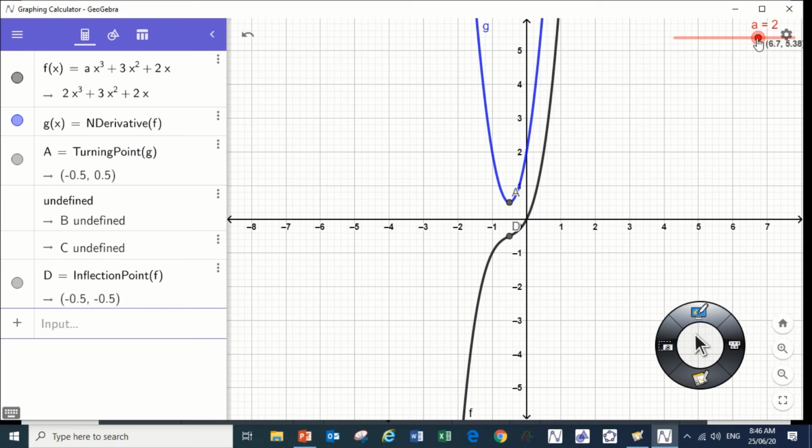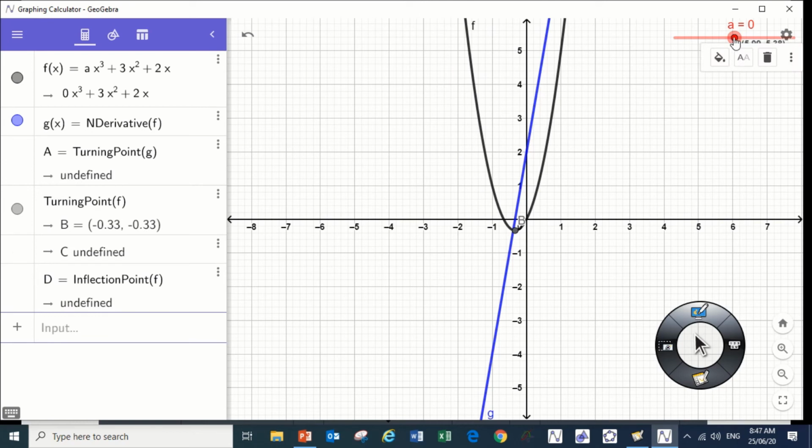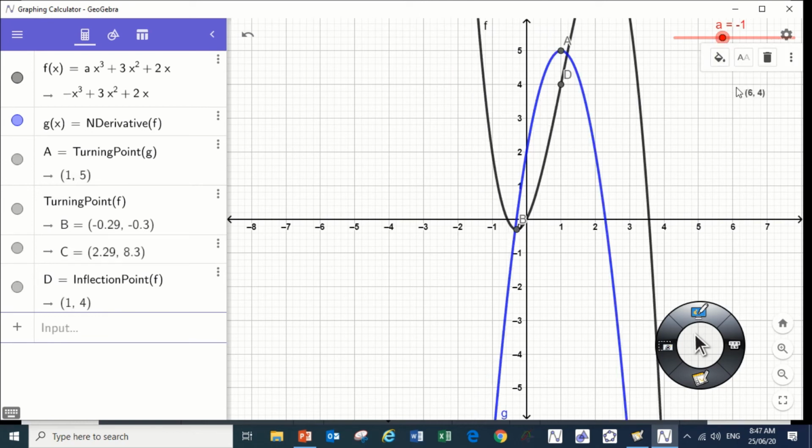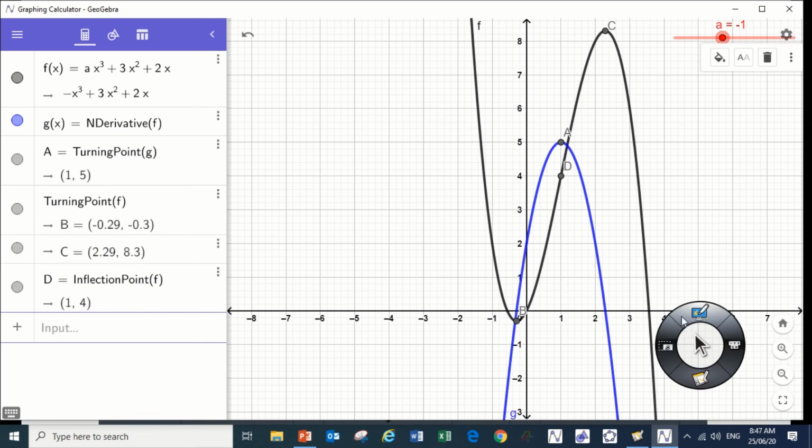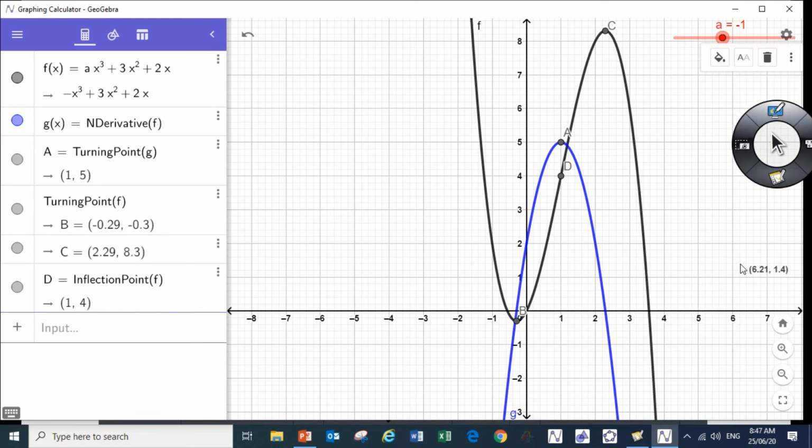Okay, let's make it negative. If I make it negative, like that. I'm talking about the value of a, right? Now, the shape has changed. Let me bring it down so that it can come out clearly, and then let me take that there. Right, now your cubic graph is concave up, then concave down.